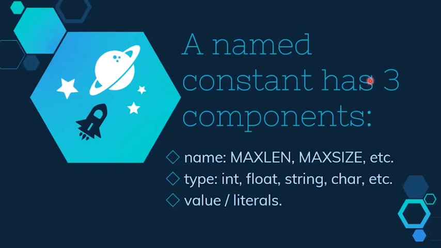Next, a named constant has three components. It has a name, type, and value or literal. For example, suppose we have an array and we want it to have a fixed number of elements. We can use a constant and name it max length or max size or some other name. It's fine. For the type in the example I just gave, we would use the int variable type for the integer. And of course, we have to assign a value to the constant.